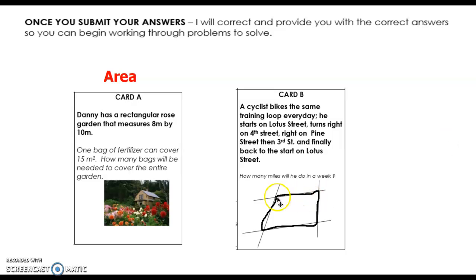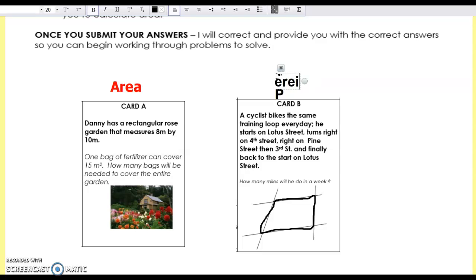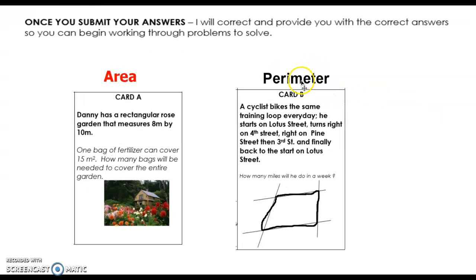So based on that question, hopefully you should realize he is biking just around the distance on the outside of this square. So this would be a problem where we would be asked to find perimeter in order to solve. So again, I'm going to be giving you 12 task cards, A through L, and all I want you to do is tell me which are area and which are perimeter. Good luck.